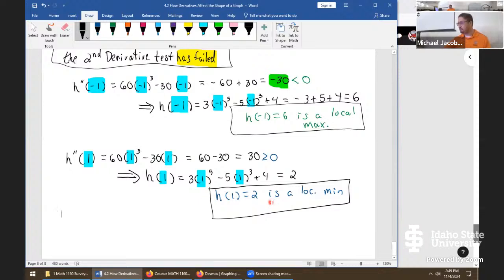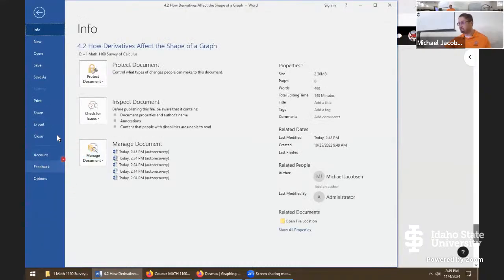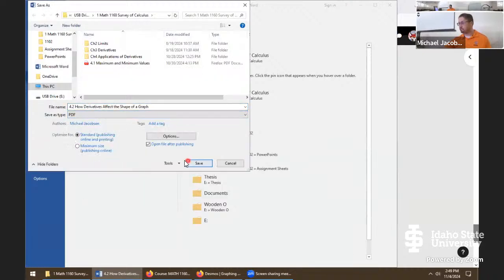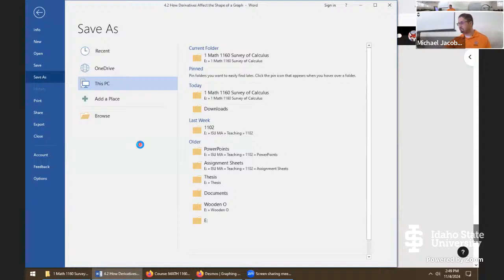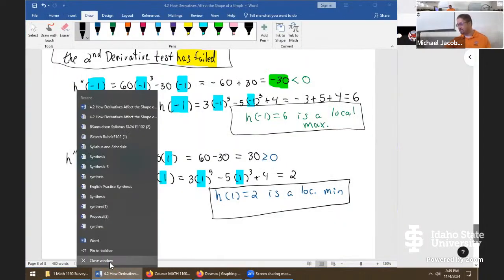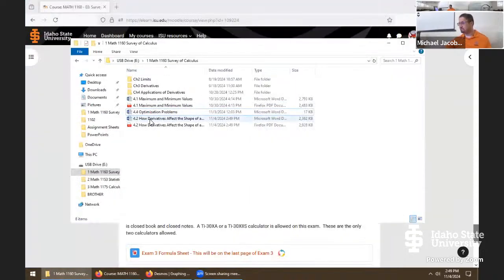Okay, let me get this all saved up, and we'll take a look at what's going on in section 4.4. Always kind of like a small mental break as we transition to the next set of notes.